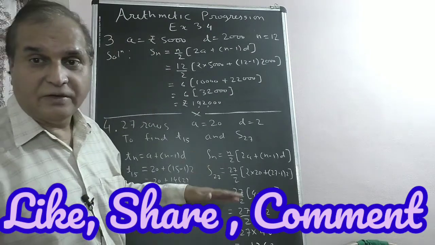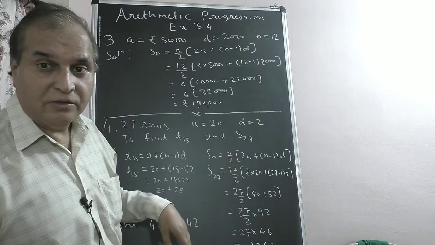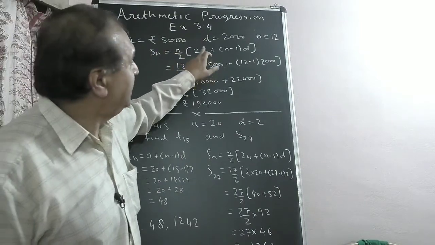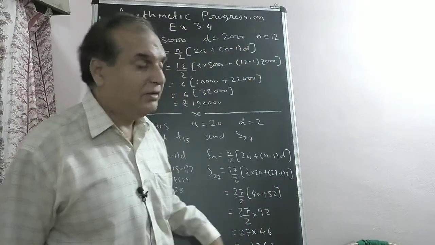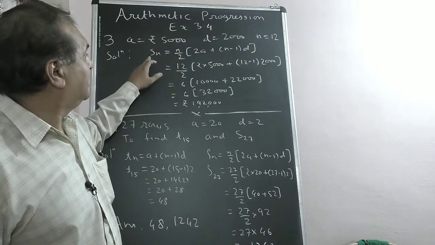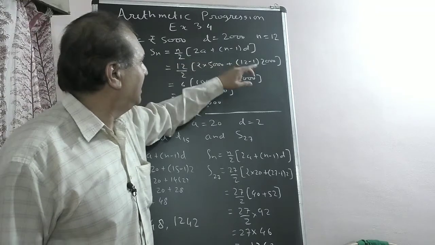12 years. First year 5,000, 7,000. In 12 years, how many? So n equal to 12. Okay, you got a rupees 5,000, d rupees 2000, n equal to 12. Just find out, write the Sn formula. n is 12, S12 is 12 upon 2, [2a plus (n minus 1)d].